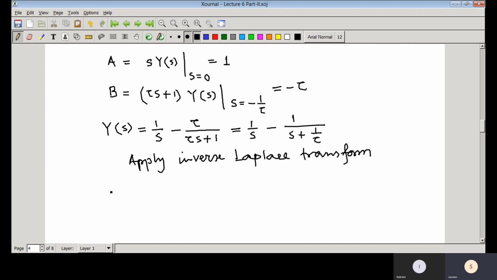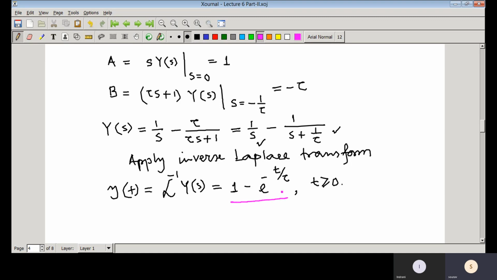So applying inverse Laplace transform, you will get that y(t) equal to inverse Laplace transform of Y(s). Then for the first term, that is unit step 1, and for the second term you will get e to the power minus t by tau, and it is for t greater than or equal to 0. So this is actually the output that you would have.